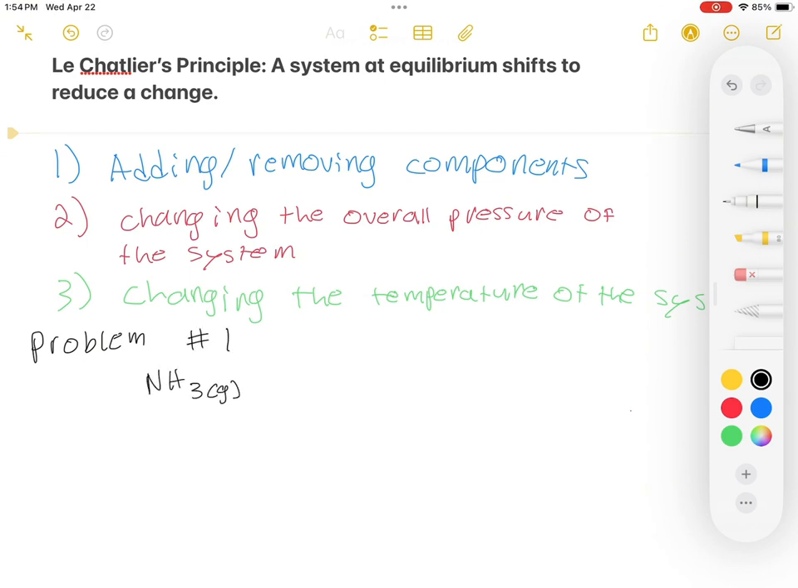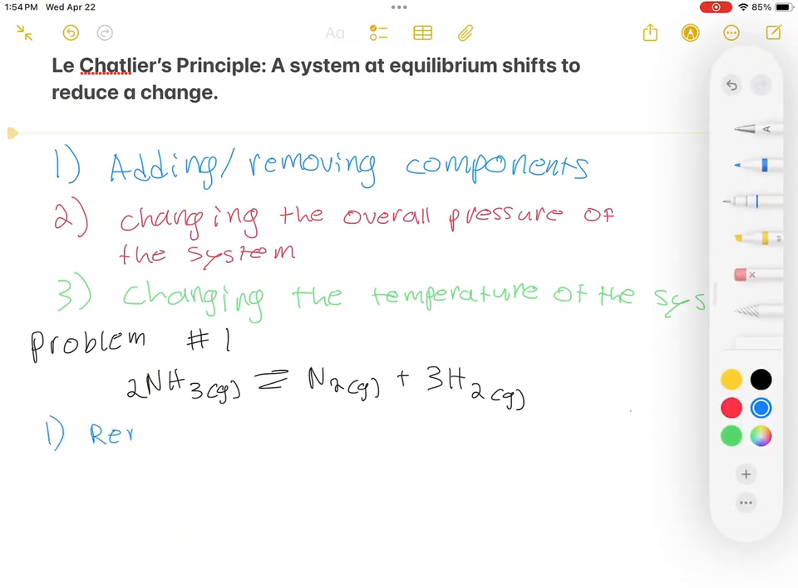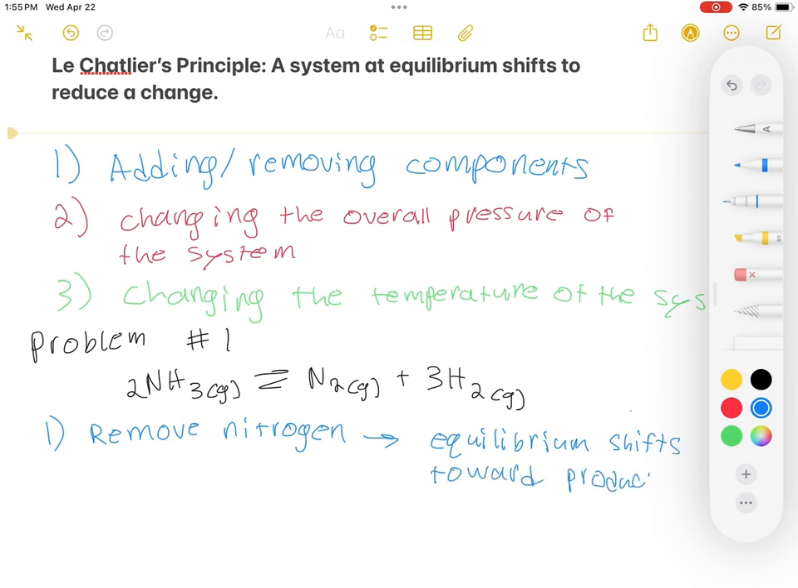We're going to start with ammonia gas, and then nitrogen gas and hydrogen gas, and the arrows just mean it's reversible. So the first stressor we're going to do is remove nitrogen. This is going to cause the equilibrium to shift towards the products. So we can see we're decreasing the nitrogen and we want the system to get more of it by going towards the products.